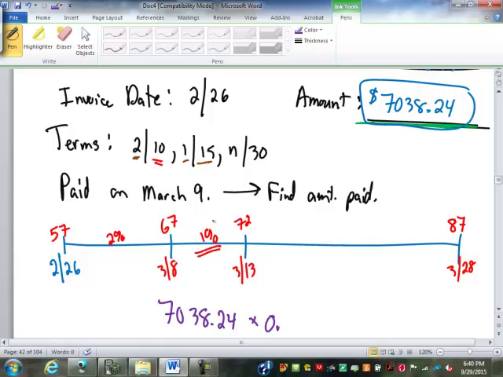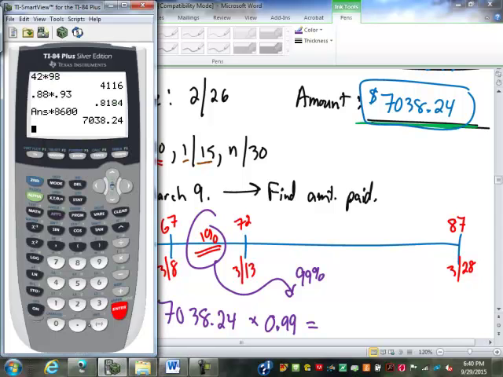Nope, that would give us the discount if we did 0.01. If it's a 1% discount, that means they paid 99%, which is 0.99. Where'd the 99 come from? You subtracted it. Yeah, 100 minus the 1% discount. So the 7,038.24 times 0.99 is $6,967.86.